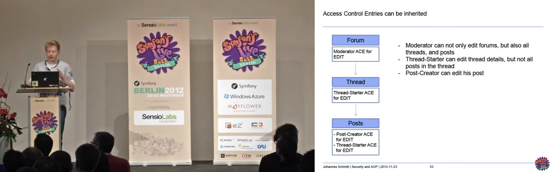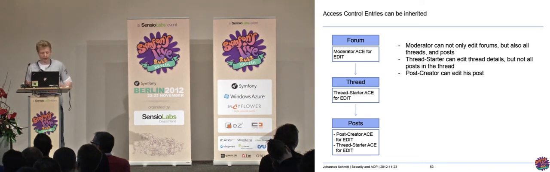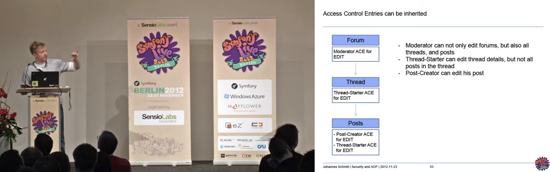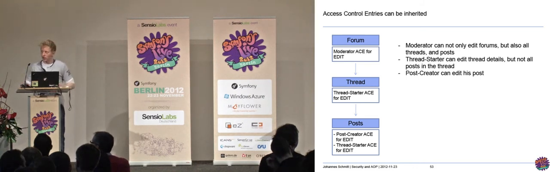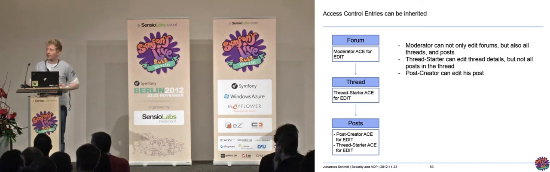And in that case, for example, we would have a denying access entry for the thread starter in the post object. But the moderator would still be allowed through the inheritance to edit any post in the entire forum, which is pretty cool, as it doesn't require you to duplicate the ACL information into each object, but to keep it concentrated into one object, which also allows you to more easily change the permissions without having to change like 10 objects at the same time.